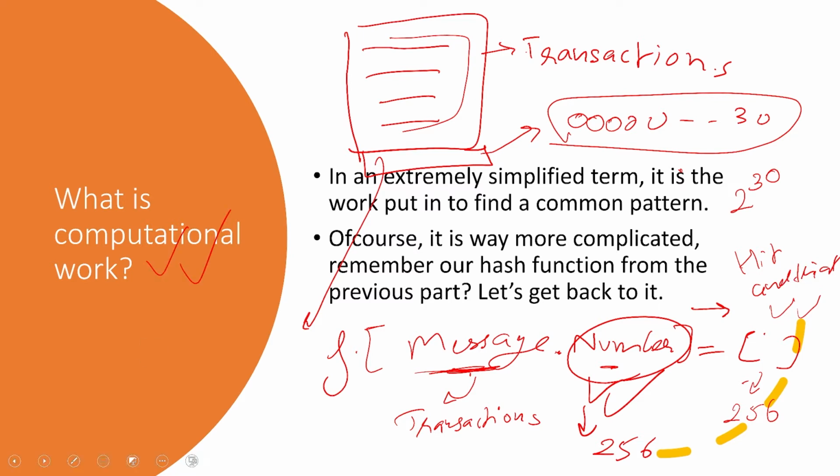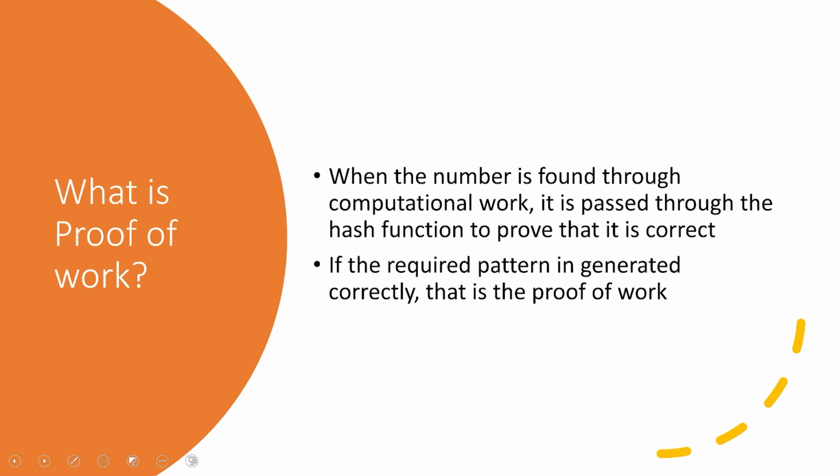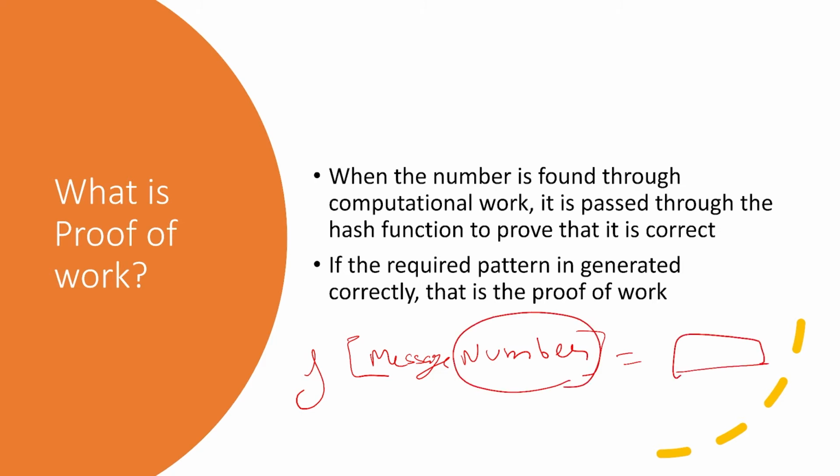Now let's understand the next important term, which is proof of work. In the previous slide, we understood that we have to find a particular number, and coupled with the message, we pass it through the cryptographic hash function, and it will generate a particular pattern. This number itself is the proof of work, because when coupled with the message, it will always generate a number with 30 zeros in the beginning. That is the proof of work. That work has been done to find this number and to record those transactions. So if the required pattern is generated correctly, that is the proof of work.